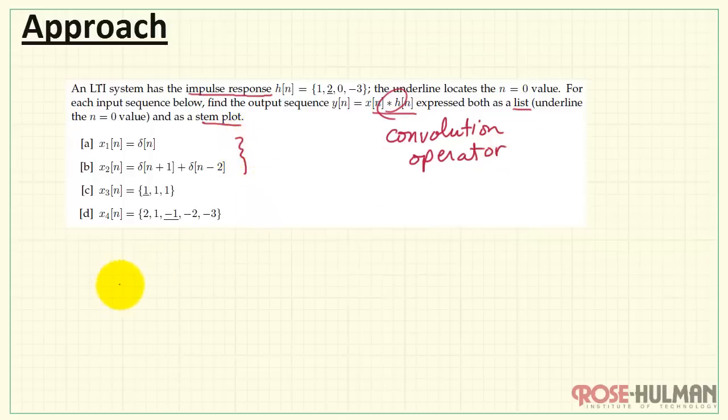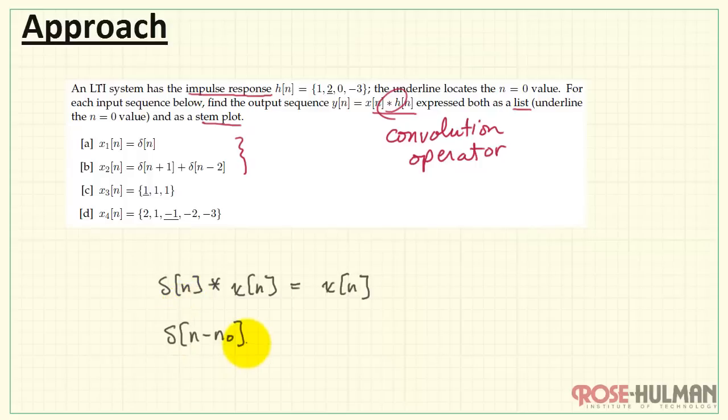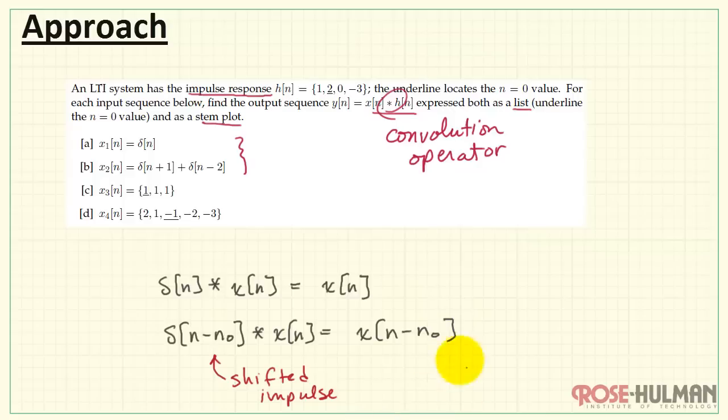Now in the first two parts we can make good use of the fact that convolving any function x with a delta function gives us the original function x. Now another property says that if we shift the delta function to a new location such that it takes place at n0, that shifts the entire sequence x by that same amount. That is, the shifted impulse causes a shift in the sequence.